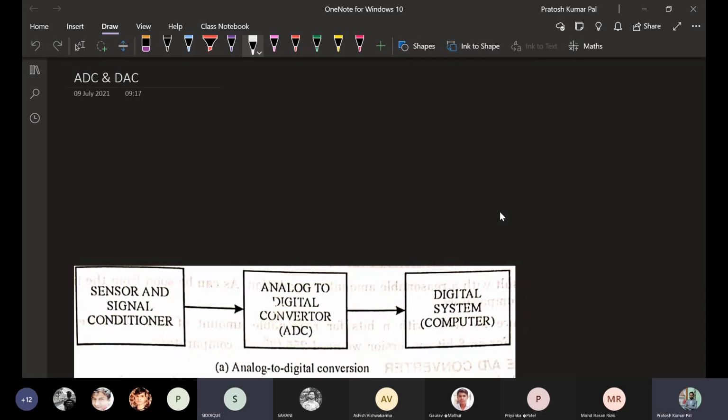So we will start the next topic in the fourth unit, that is ADC and DAC. These two topics are the last two topics of this fourth unit. Today we will see the ADC part, and in the next class we will see the DAC. So basically, this ADC is analog to digital converter.